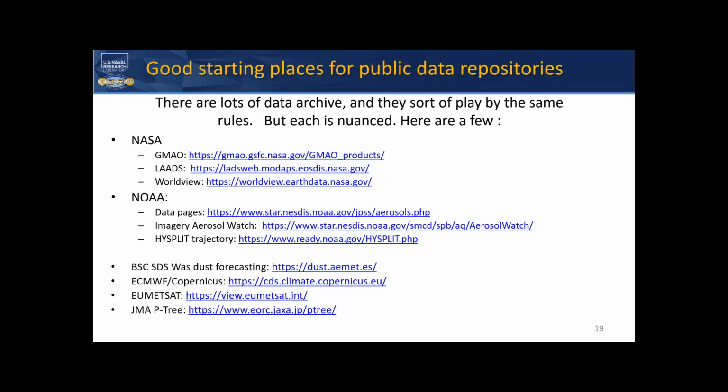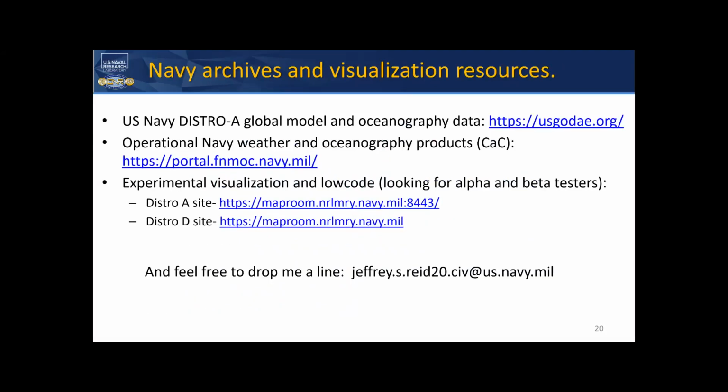Again, starting points for public data repositories: NASA, NOAA, ECMWF, EUMETSAT, Japanese. I have all of these in here if you want to just poke around. And then from the Navy archives, if it's distribution statement A, we have the GODAE server here. If you've got a CAC card, use the FNMOC portal. And then we also have experimental visualization, and we're always looking for alpha and beta testers for this.